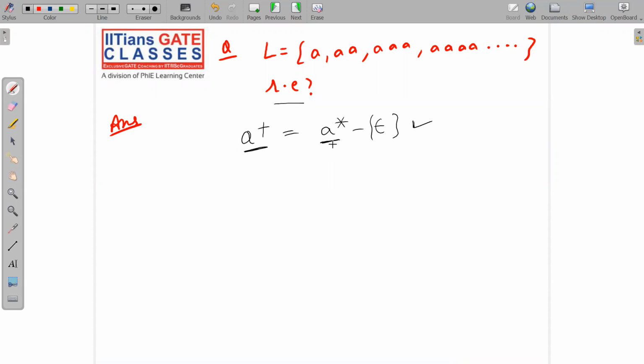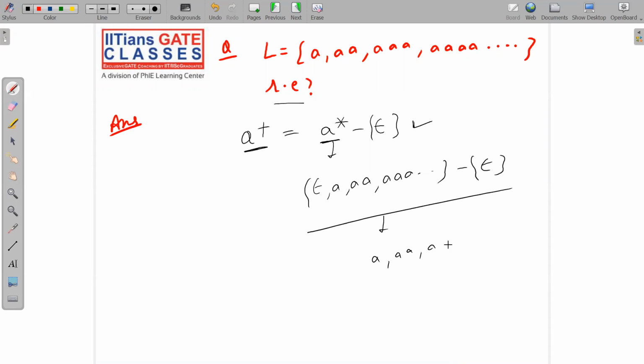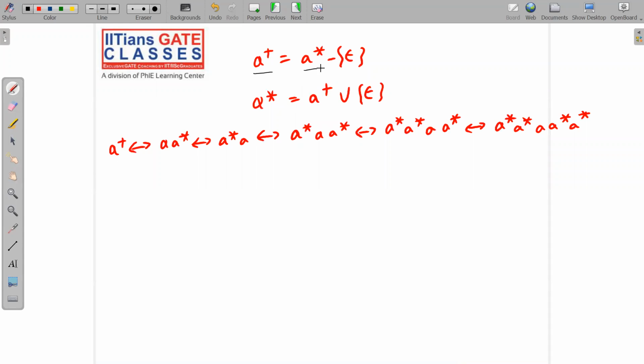A star represents some regular language, and null within brackets is also a regular language. So in this entire set, A star is what? Null, A, double A, triple A, and so on. You are subtracting null. So what you will get? A, double A, triple A, and so on, and this is nothing but A plus. I hope I have made the point clear. Please note it down. I have written here also that A plus is nothing but A star minus null, and A star is nothing but A plus union null. I hope this is very simple.